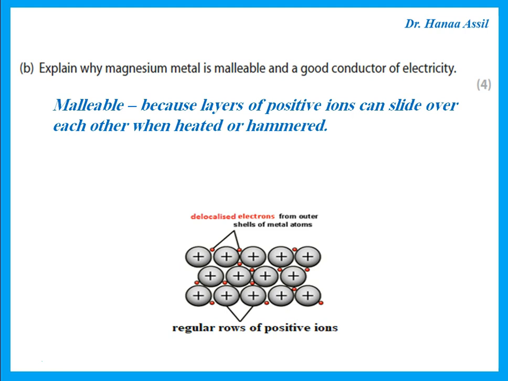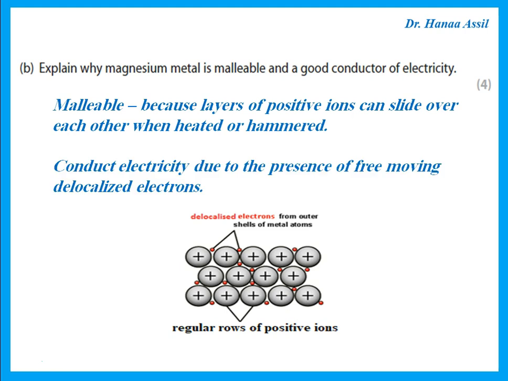Why is it a good conductor of electricity? Because it has free-moving, delocalized electrons. Please remember to mention that it has delocalized electrons that are free to move. Okay?